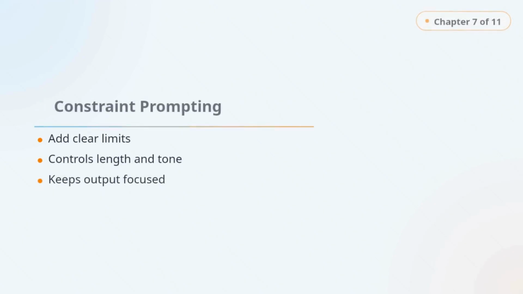Constraint prompting means setting boundaries. You can ask for 3 sentences, 5 tips, simple language, or a beginner-friendly explanation. Without constraints, AI may become too long, too broad, or too complex. Constraints help it stay aligned with exactly what you need.